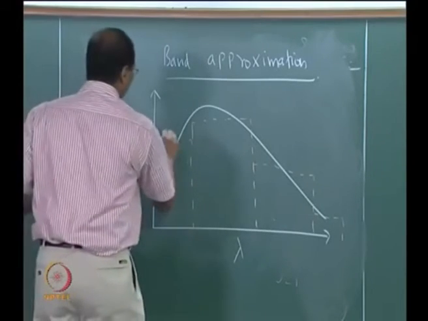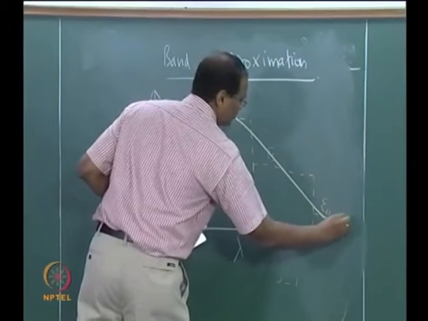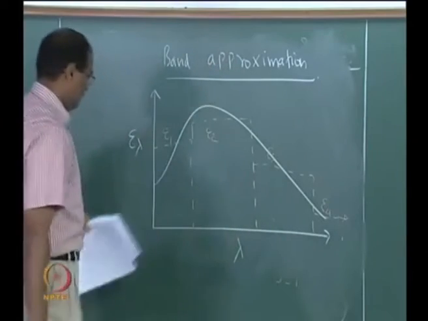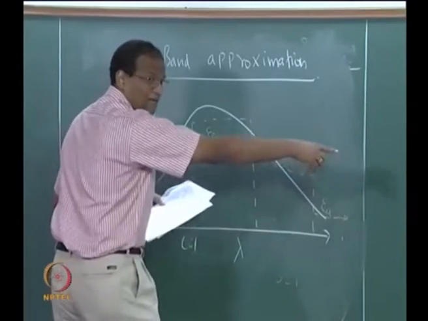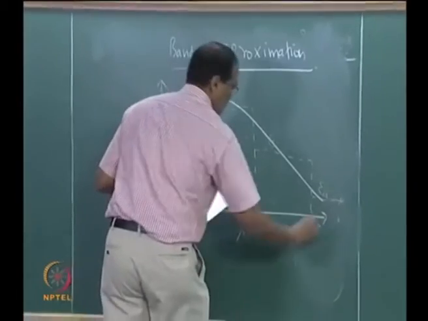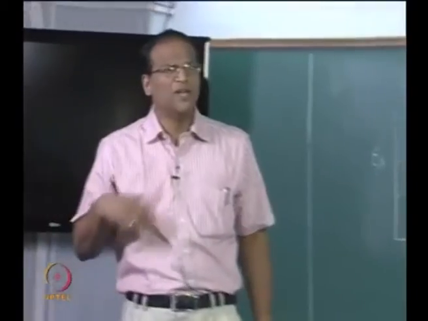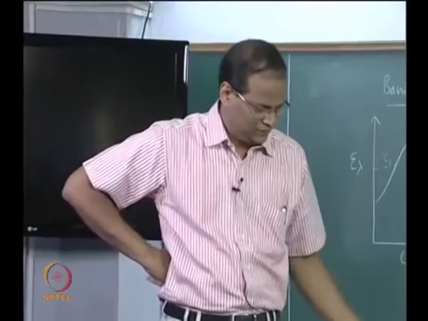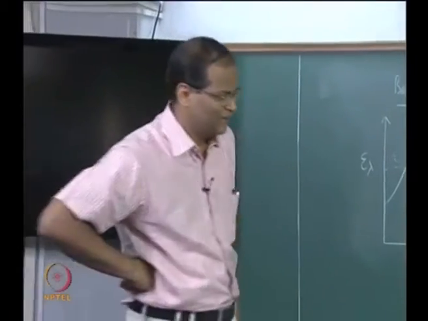So then I will say this is epsilon 1, epsilon 2, epsilon 3, epsilon 4, and let us say it goes up to infinity. So I can call this i equal to 1, j lambda i, i equal to 2, i equal to 3, and so on. What is a major achievement? Instead of integration we can do some summation. Hit the bullseye.